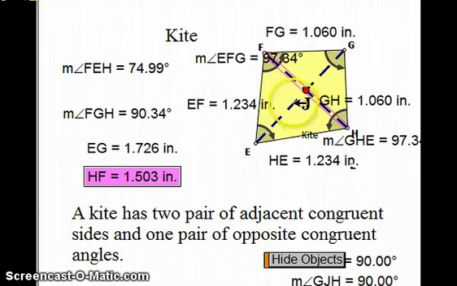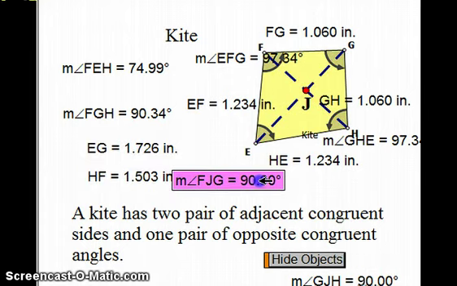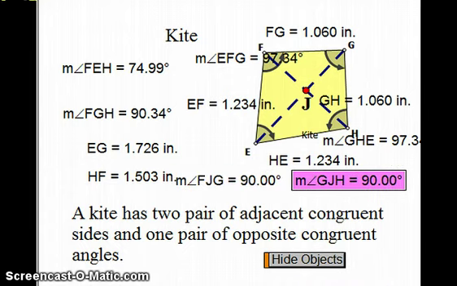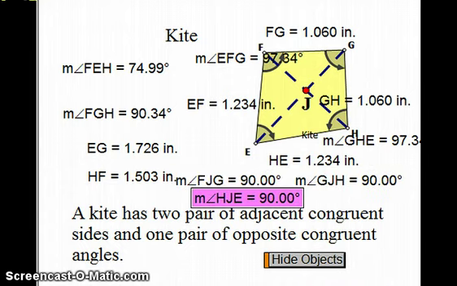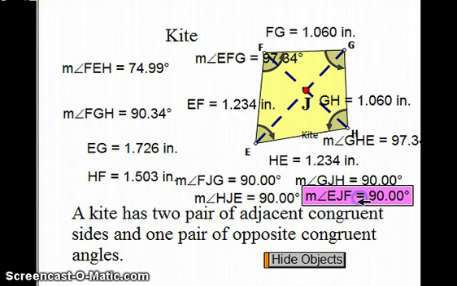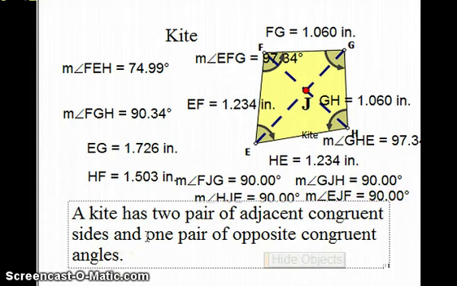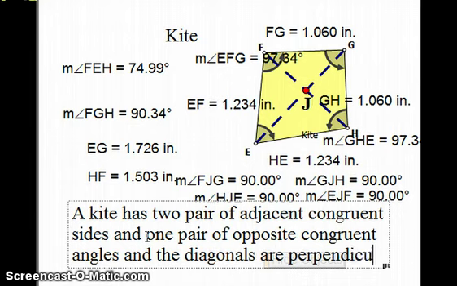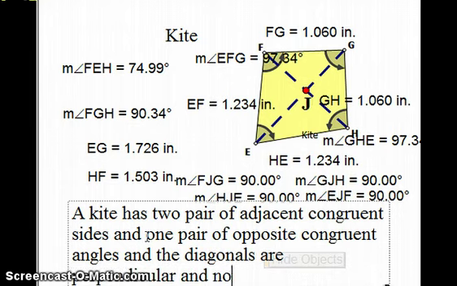As you can see, the diagonals of a kite are not congruent, but let's take a look at their angles. What do you notice? The angles formed by the diagonals are congruent, and not only are they congruent, they are 90 degrees. So now we can add to it a statement that says not only does a kite have two pairs of adjacent congruent sides and one pair of opposite congruent angles, but the diagonals are perpendicular and not congruent.